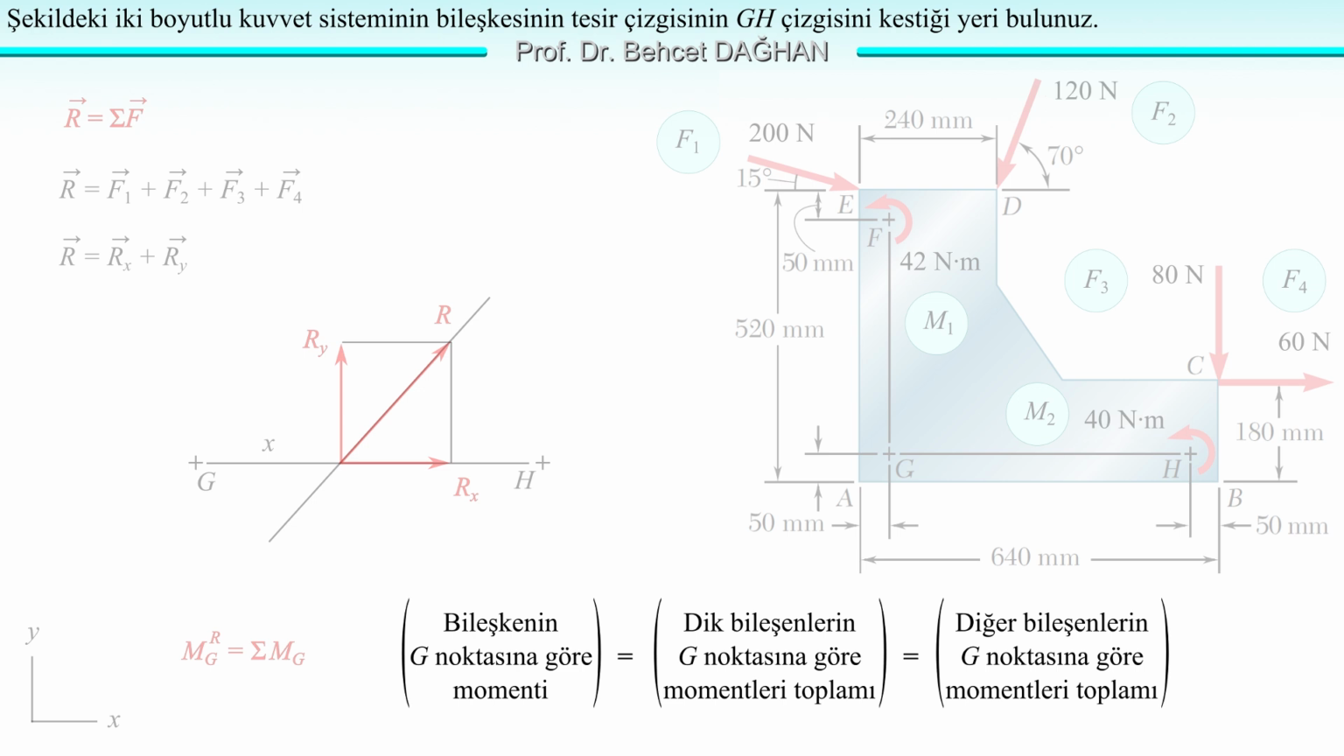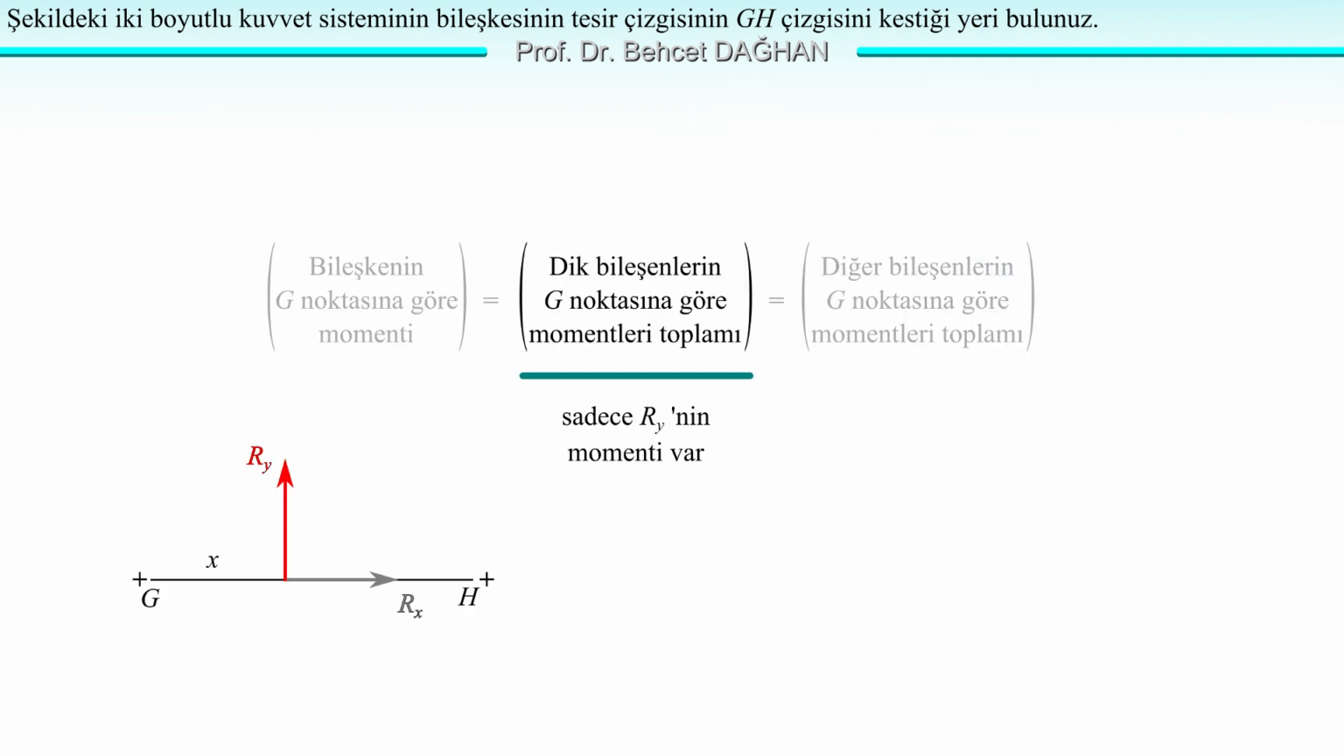We're finding the moment about point G. The moment of the resultant about G is equal to the sum of the moments of the rectangular components about G, and it is also equal to the sum of the moments of the other components about point G. To find the moments of the rectangular components about point G, we shifted the force along the line of action, moved it to where it intersects line GH, and there resolved it into 2 rectangular components. In this case, since Rx's line of action passes through G, it has no moment. It only has the moment of Ry. The moment of Ry is equal to Ry times x.